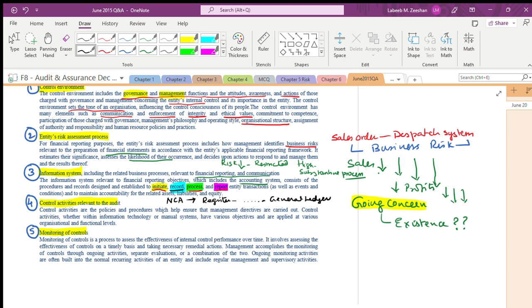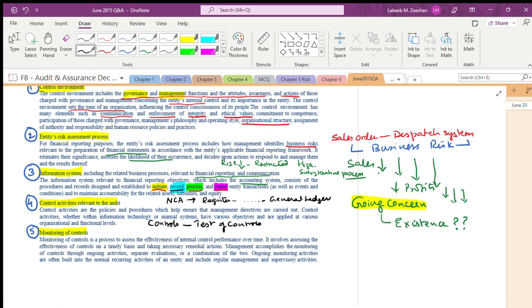Controls audit. Previously we have talked about business risk. Now we are talking in terms of audit risk. Control activities: we are talking in terms of controls, and we are taking into consideration test of controls.